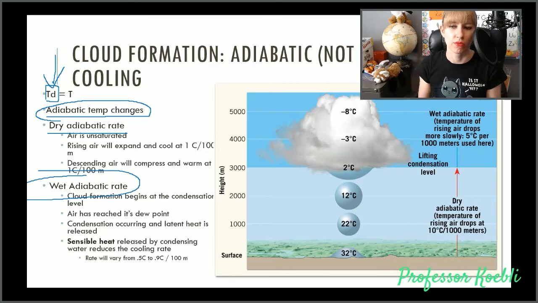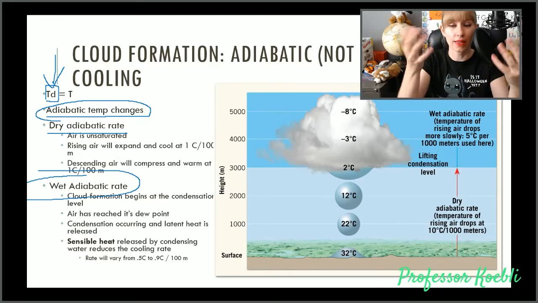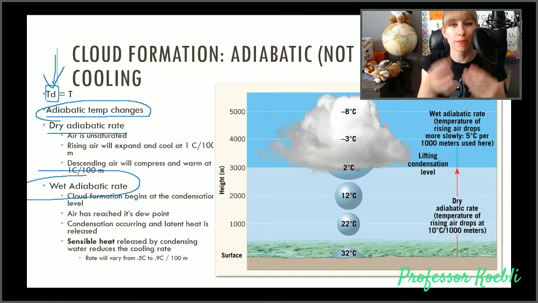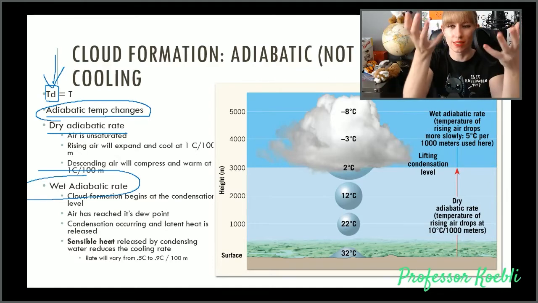And as the cloud rises, again, it warms the air. And so what you end up having is that the cloud will end up rising pretty high. And that's how you get your higher level atmosphere clouds, because it's warming the atmosphere so much, it's going to continue to be less dense and so rise.